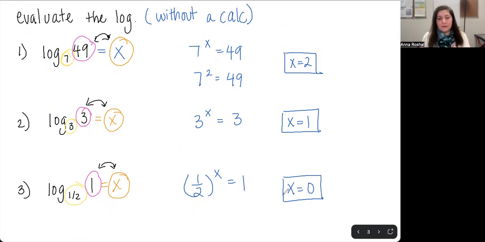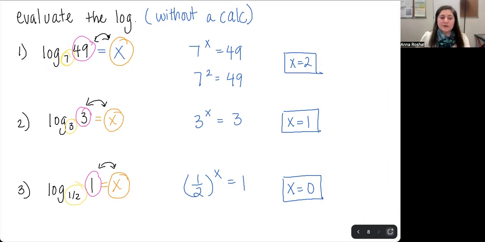So when you're evaluating a log without a calculator, all you're doing is flip-flopping, or inserting an x, and then flip-flopping the exponent and the solution, and then solving for the variable. Once you have the answer to the variable, then you're golden. You've solved the problem. Okay. With a calculator, depending on the calculator that you have, sometimes you could just push log base 7 of 49 equals and call it good.